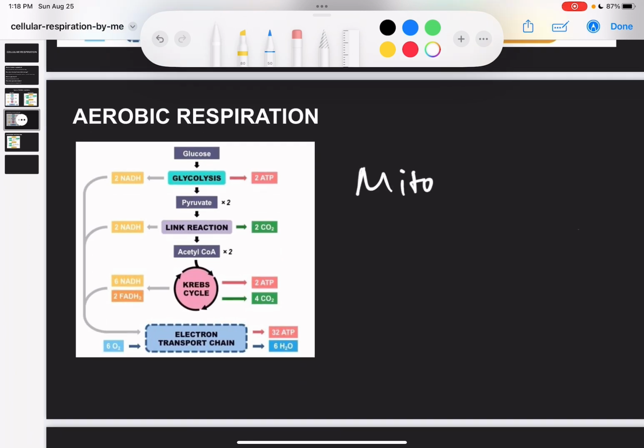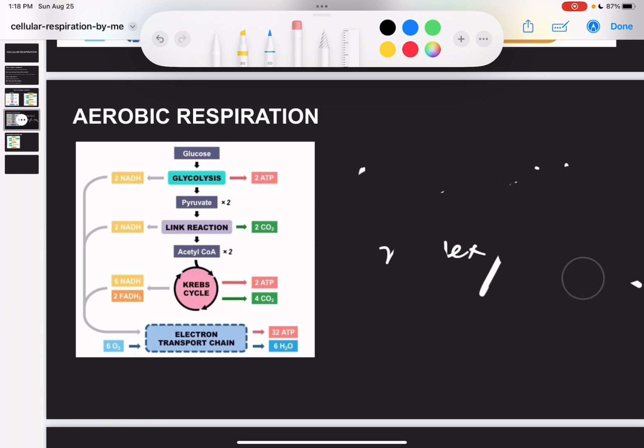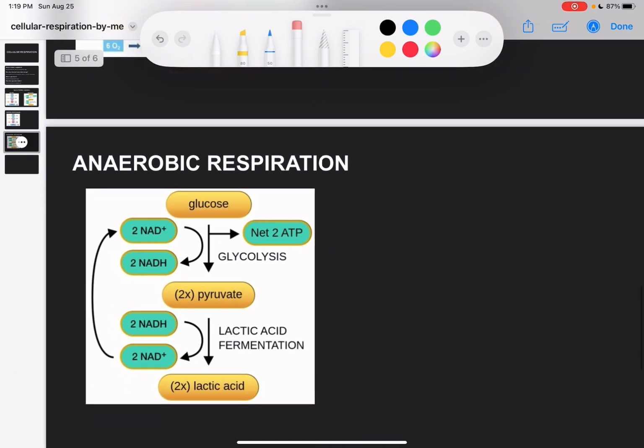The mitochondrial complex, or matrix. I learned matrix, but I used complex, so it might get a bit confusing, but mitochondrial matrix. Some cells, like your red blood cells, do not have a mitochondria. That is where anaerobic respiration comes in.